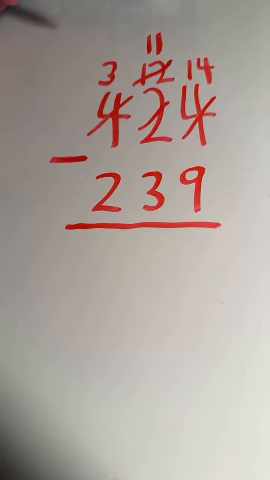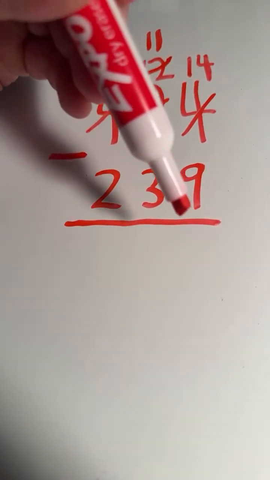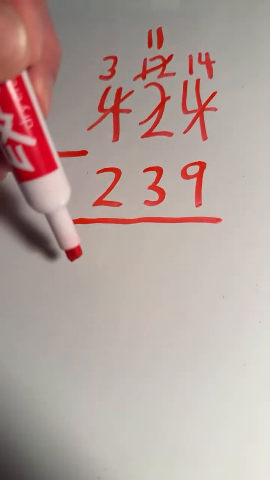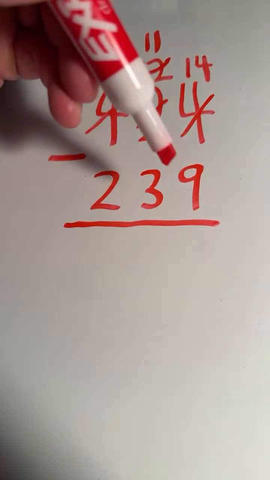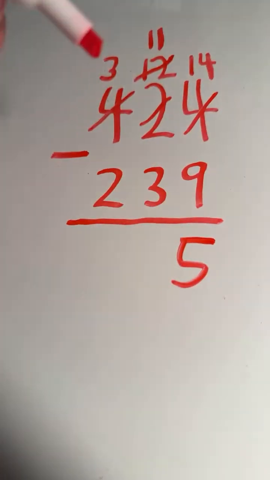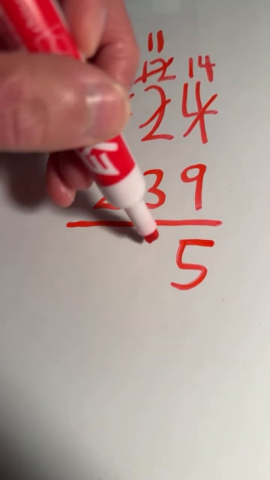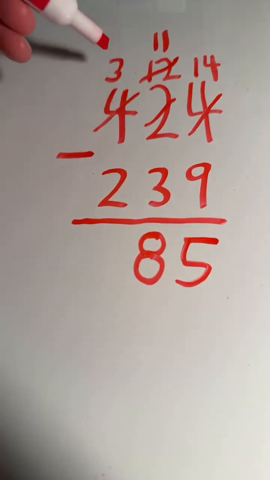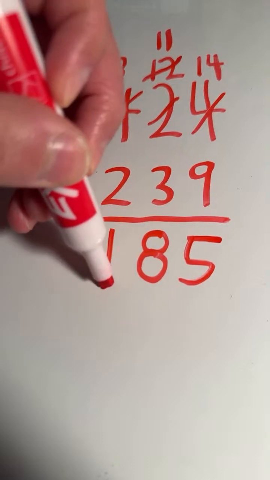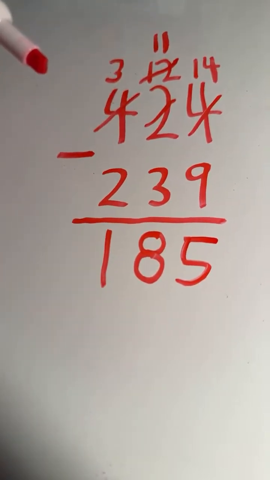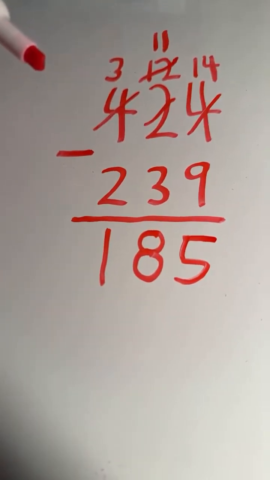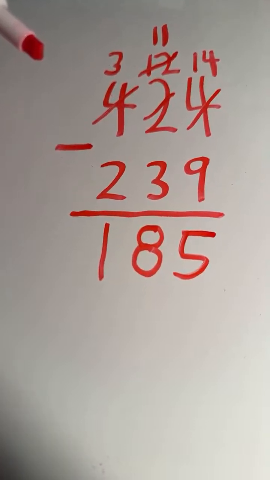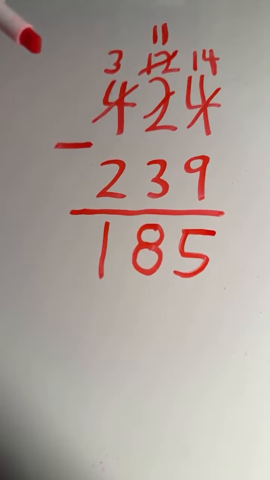So now we're going to go all the way to the right and start in the ones place because we regroup from left to right, and then we subtract from right to left. So 14 minus 9 equals 5. 11 minus 3 equals 8. 3 minus 2 equals 1. And we have our final answer, 424 minus 239 equals 185.